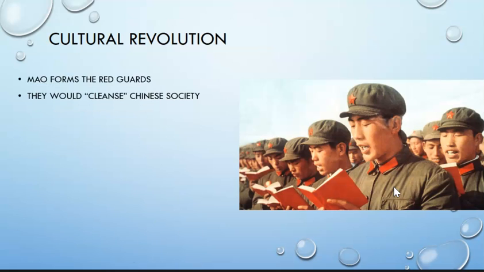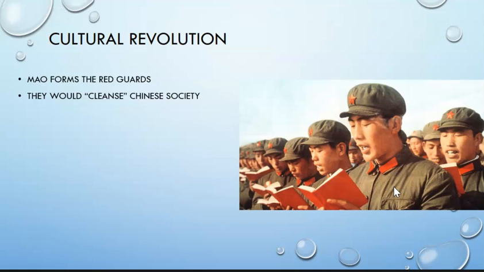Well, Mao decides, once he has things established, to fully bring forth the revolution. And to do that, they would have to cleanse Chinese society. There were too many of the old ways, too many of the old ideas. And so he forms the Red Guard.